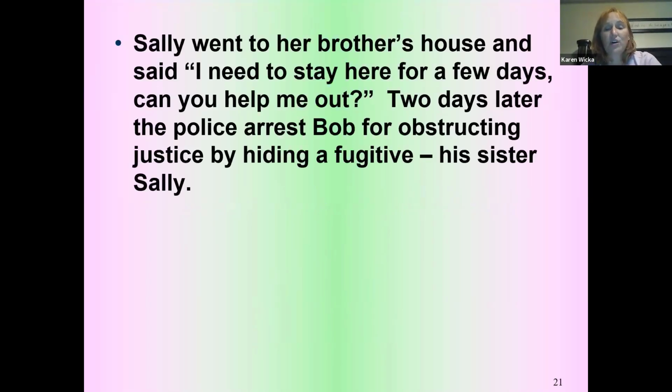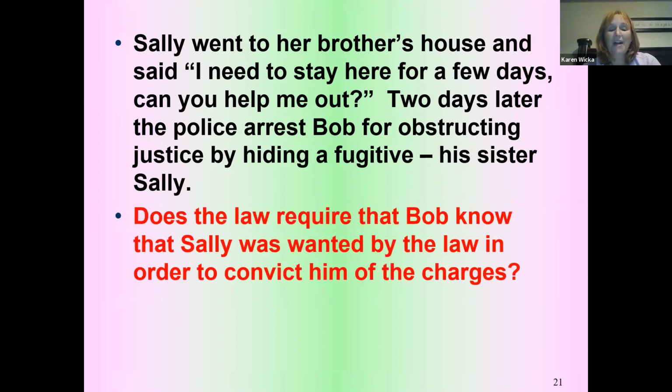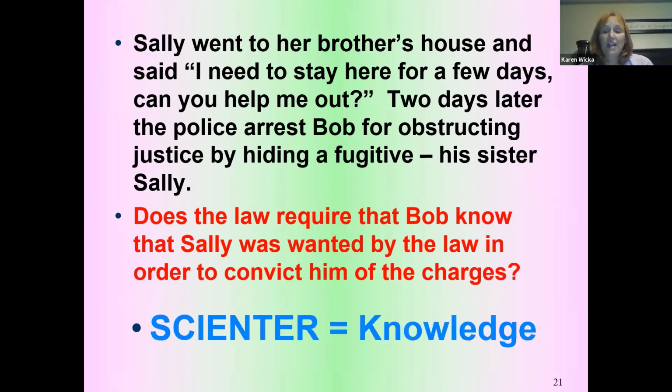Okay, so what about this? Sally went to her brother's house and says, I need to stay here for a few days. Can you help me out? Two days later, the police arrest Bob for obstructing justice by hiding a fugitive, his sister, Sally. She just knocks on the door and says, I want to stay here, and he's like, sure. He has no idea that she's a fugitive. So does the law require Bob to at least have some knowledge that Sally is wanted by the police? This is what we call scienter, or knowledge.